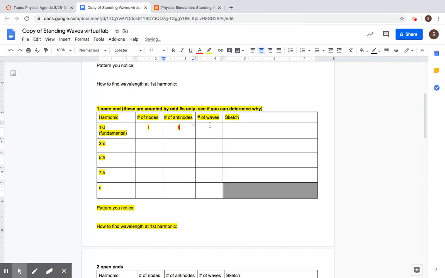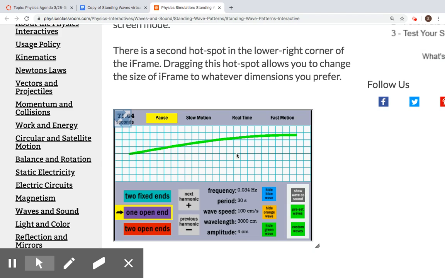And then we want to count the number of wavelengths. So for the first harmonic, I want you to notice that wavelengths usually go from the equilibrium up to a crest, back to equilibrium, down to a trough, and back to equilibrium. This only has one crest, and it doesn't even go back down, so that constitutes just 1/4 of a wave. So anytime you just have equilibrium to crest or equilibrium to trough, you've got 1/4 of a wave.